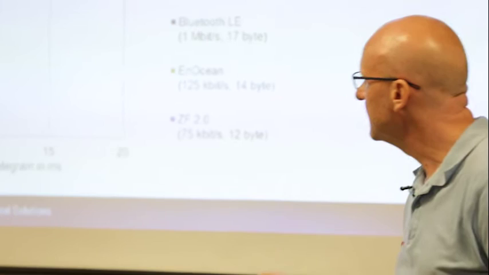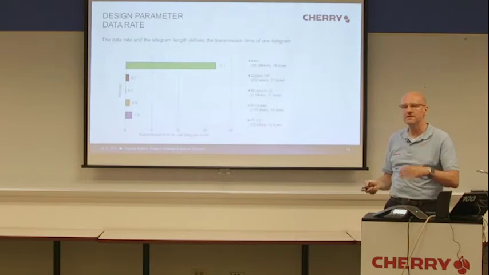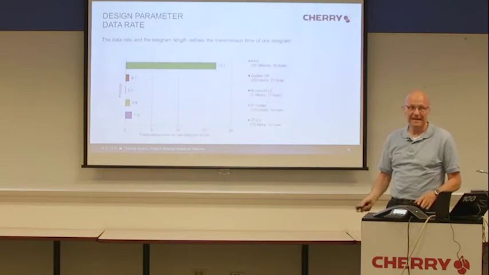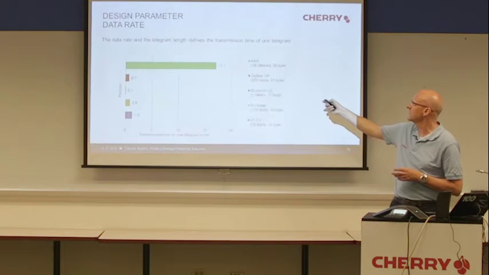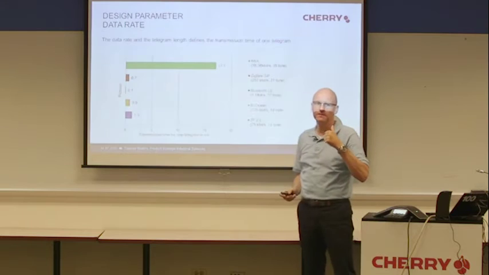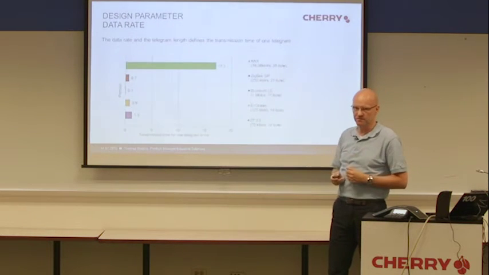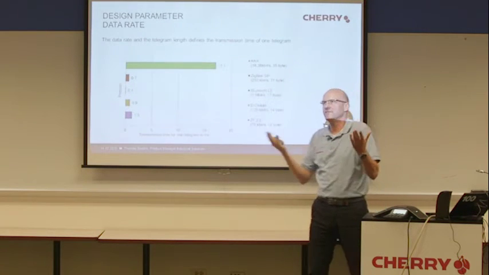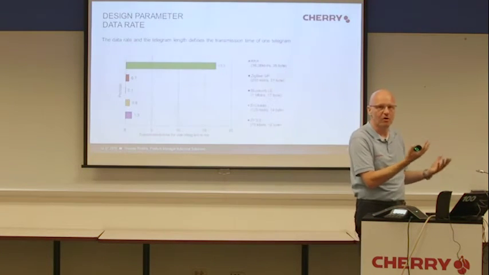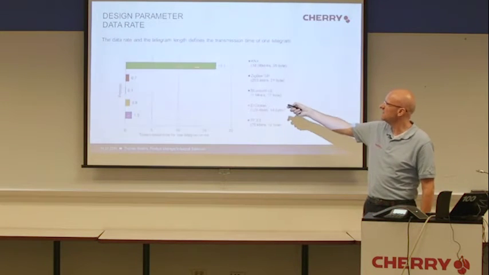And for example, let's start with the first one, KNX. KNX has a very, very low data rate and has a very long telegram. This means to send out one telegram of KNX, you need 17 milliseconds. What does it mean, 17 milliseconds? Is it long? Is it short? When you see the other ones, then you see it's a very, very long time.